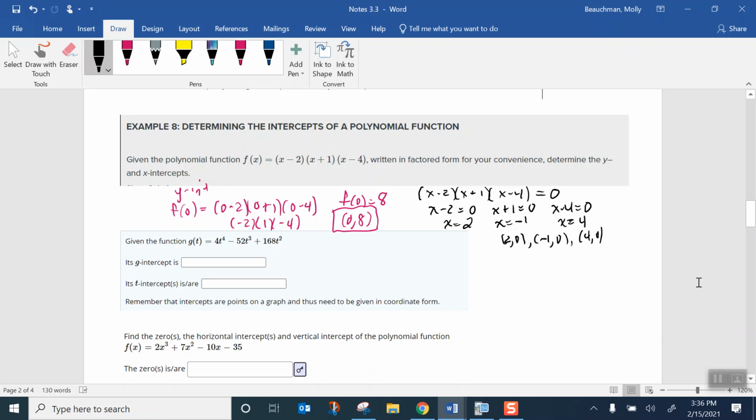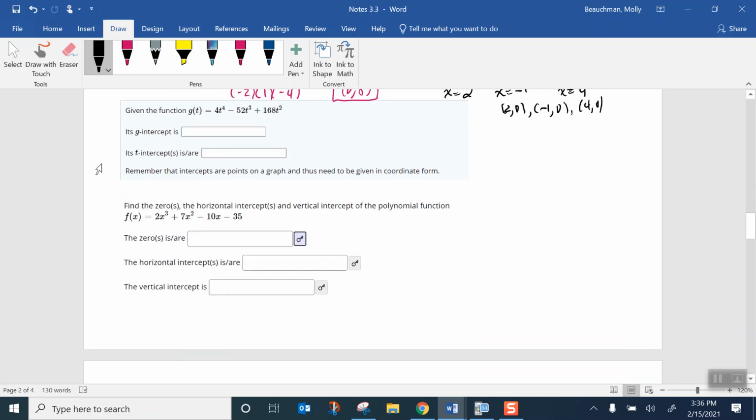Okay, so if you have a function that's not already in factored form, for example, given the function g of t equals 4t to the fourth minus 52t to the third plus 168t squared, factor to find your horizontal intercepts. So here we're talking about g-intercepts and t-intercepts. So to find the g-intercept, let t equal 0. So if I take g of 0, I get 4 times 0 to the fourth minus 52 times 0 cubed plus 168 times 0 squared.